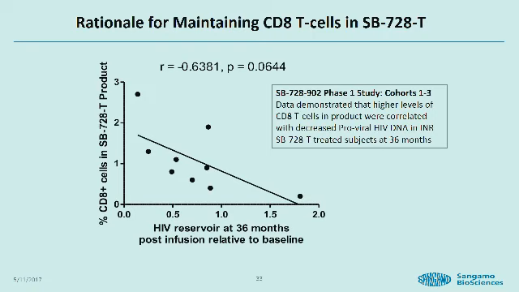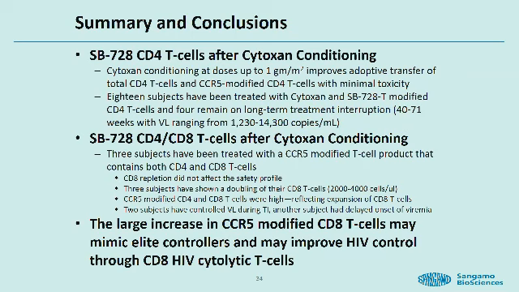Now, there was that one cohort that maintained the CD8 cells in the infused product, and that seemed to correlate with decreased proviral HIV DNA. And it makes sense from what we know about how CD4 cells and CD8 cells work together in engraftment and immune response. So the idea is to continue with that scheme with the enriched T cell product, but not separating out the CD8 cells. So here are the conclusions from that study.